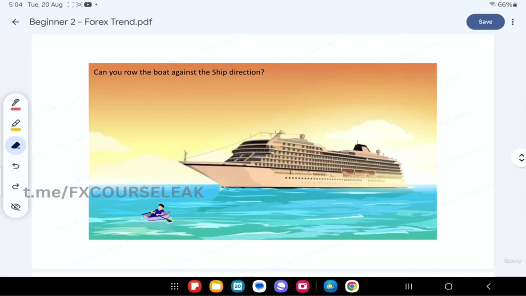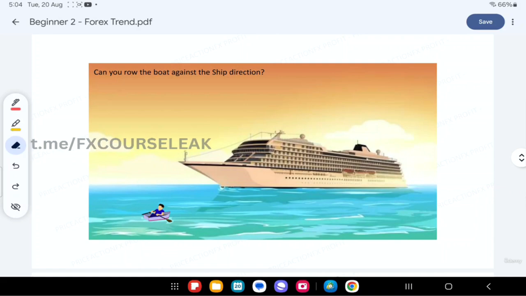But what if we row the boat by following the ship's direction, following the wave of the sea? It's much easier. Probably just one or two rows and your boat will be moving forward a much longer distance. So remember, every time you do a trade, make sure that your trade is in accordance with the market trend. Bear this in mind.